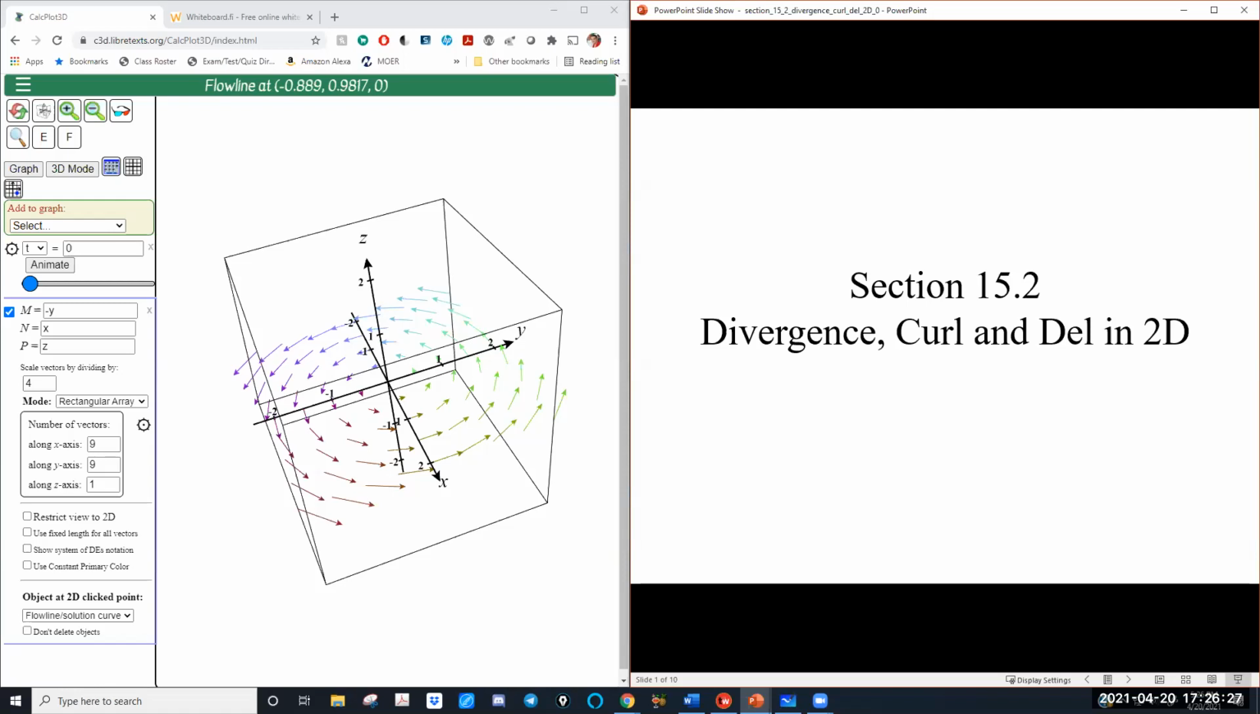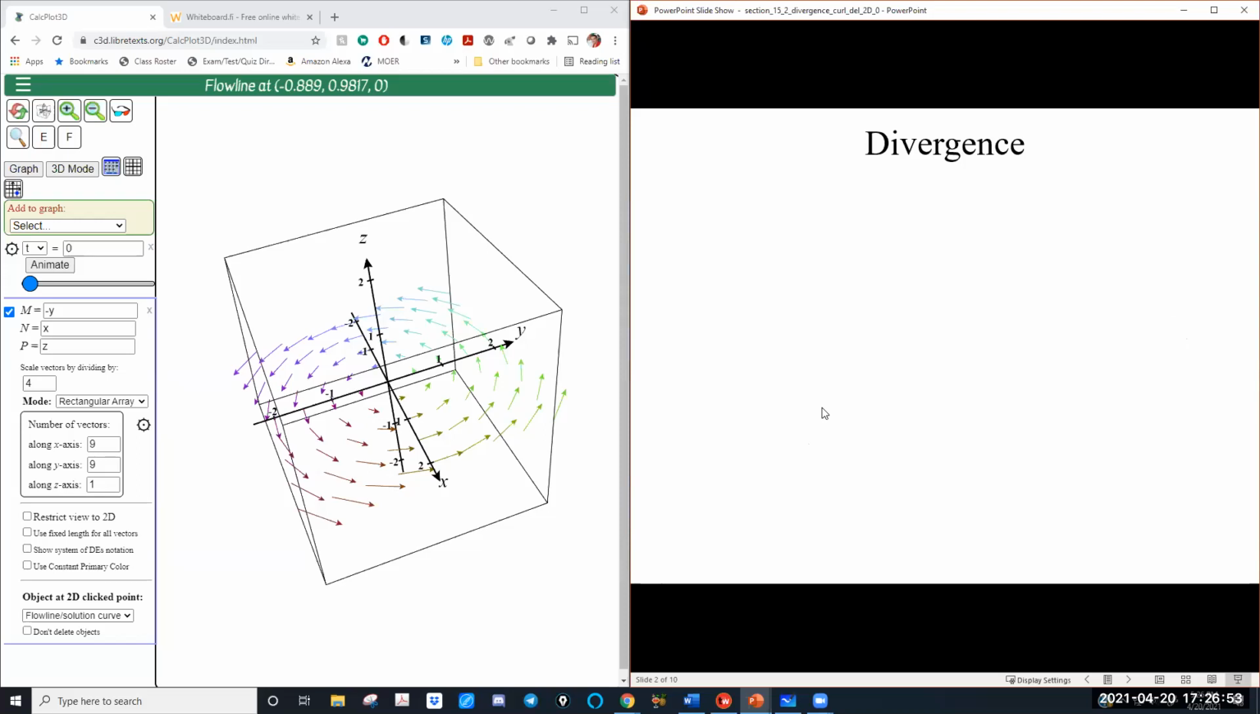So what I'm going to spend more time on in this section is talking about them a little more conceptually. I'll also mention what this del is. It's more of an operator. And then we'll talk about the formulas. And then when you break into groups, you'll get to calculate a couple. And I think you're going to find divergence really easy and curl not too bad.